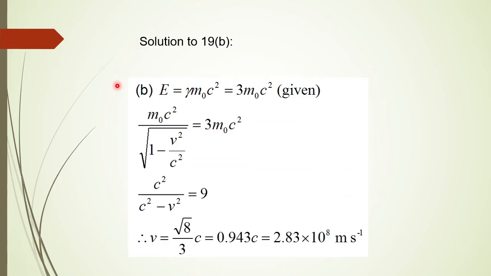Right, next, the question tells us that the energy of this proton is 3 times its rest mass energy. So basically what it's telling us is that gamma is 3. If you solve this, you will end up getting v equals square root of 8 over 3 times c, which is about 0.943c. And of course, you can multiply out to get something very, very close to the speed of light.